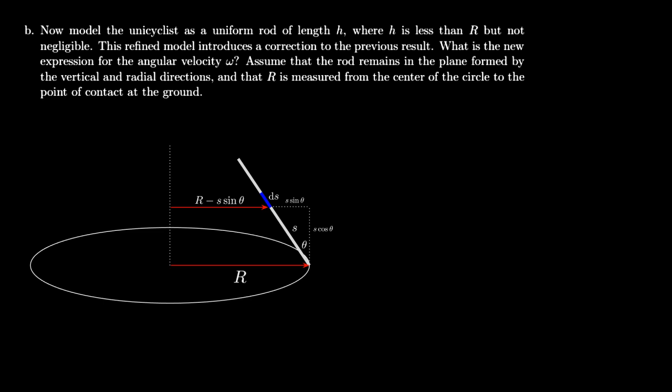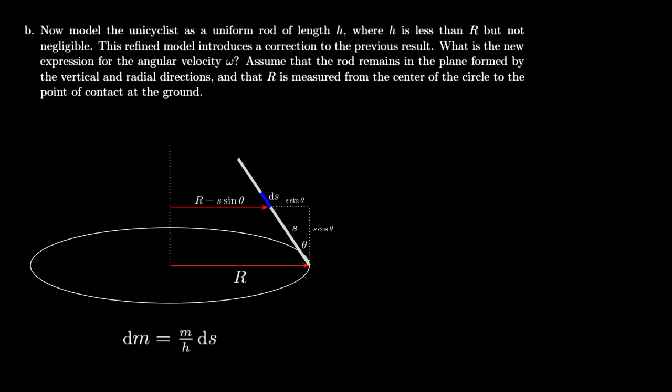Now, in order to calculate the centrifugal force on this piece, we also need to know its mass, since the centrifugal force is m r omega squared. So we can call that small infinitesimal mass dm. And since it's a uniform rod, that's just going to be the mass density of the rod, which is m over h, times the length of that infinitesimal piece, which is ds.